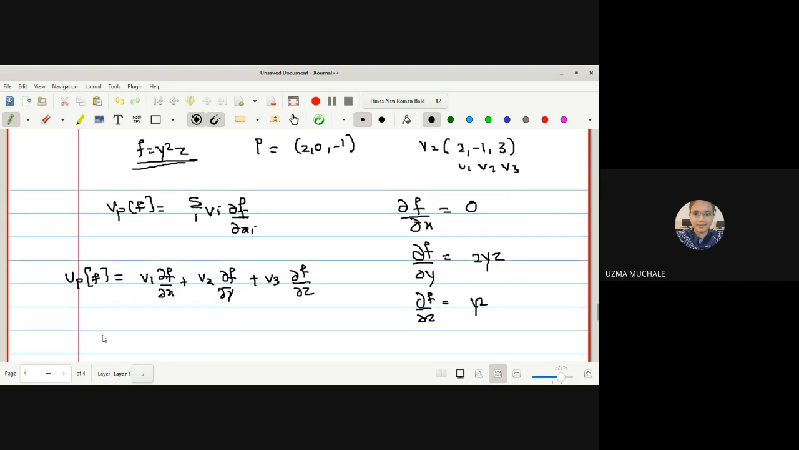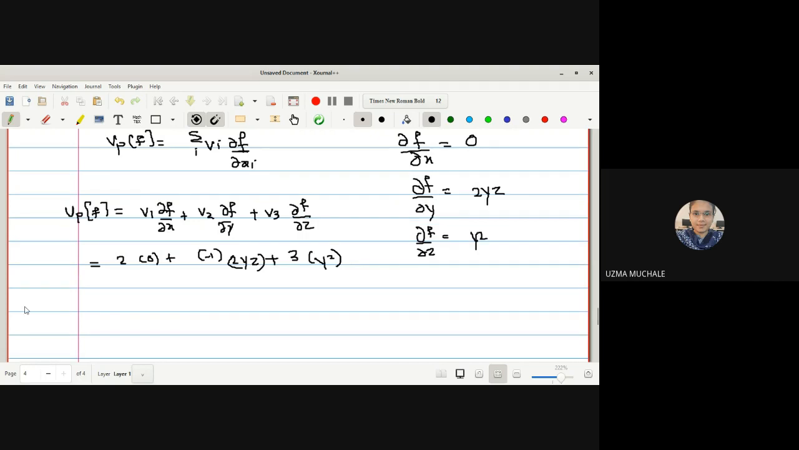Written this. So what is v1? 2. F with respect to x is 0. Plus what is v2? It is minus 1. F with respect to y is 2yz. Plus what is v3? It is 3. F with respect to z is y square.